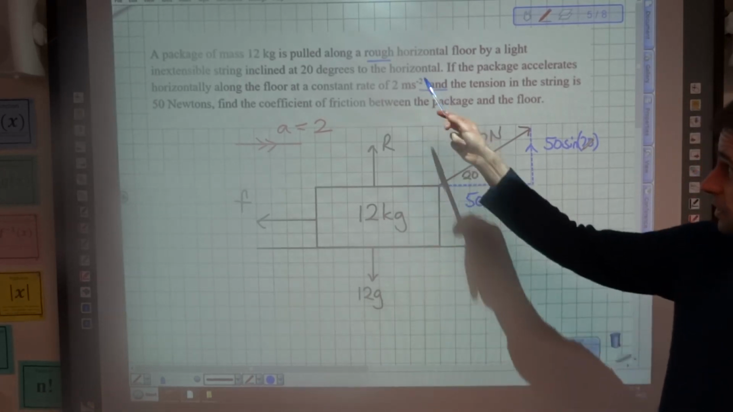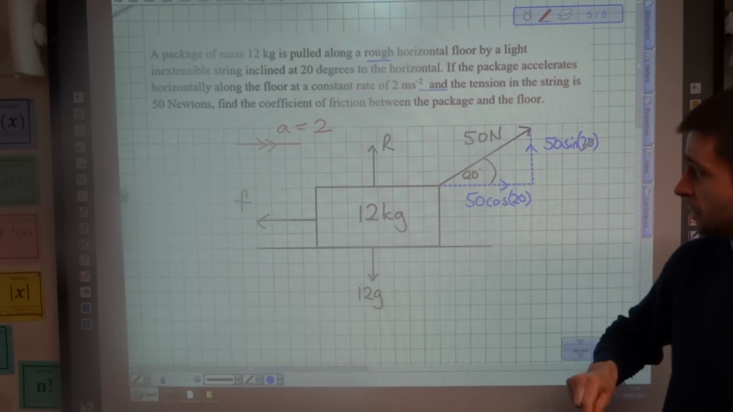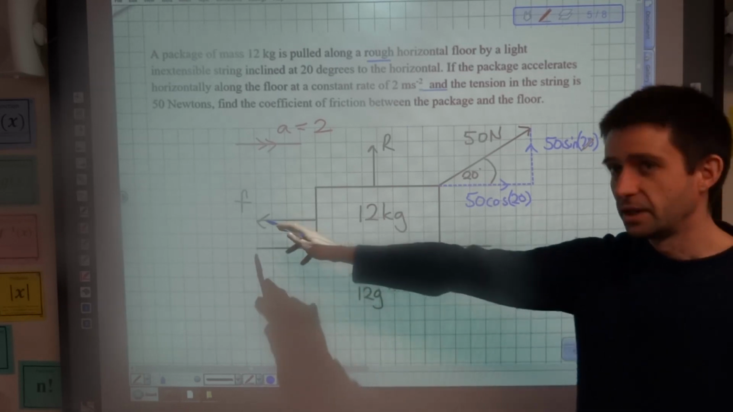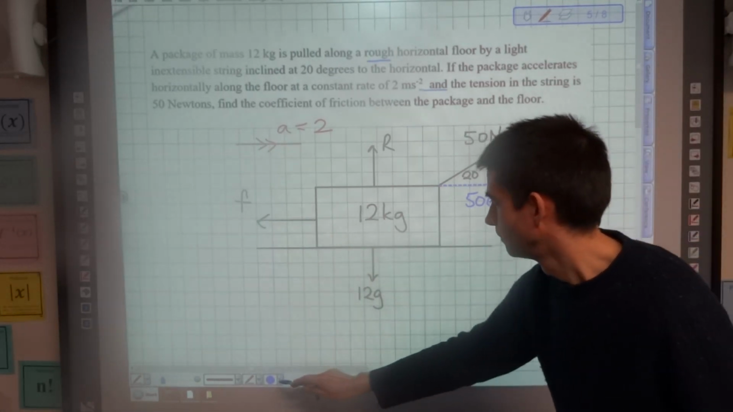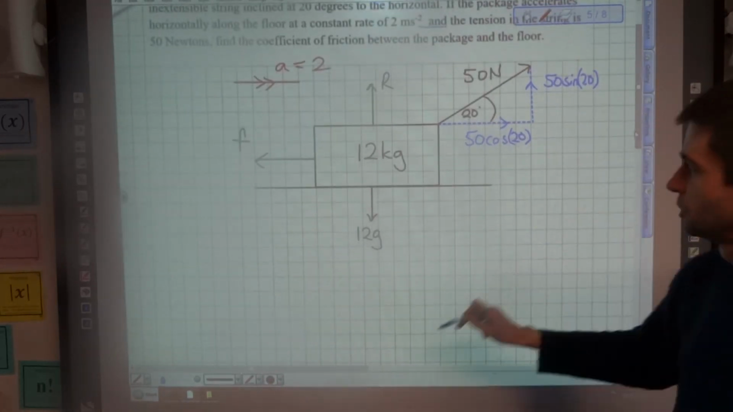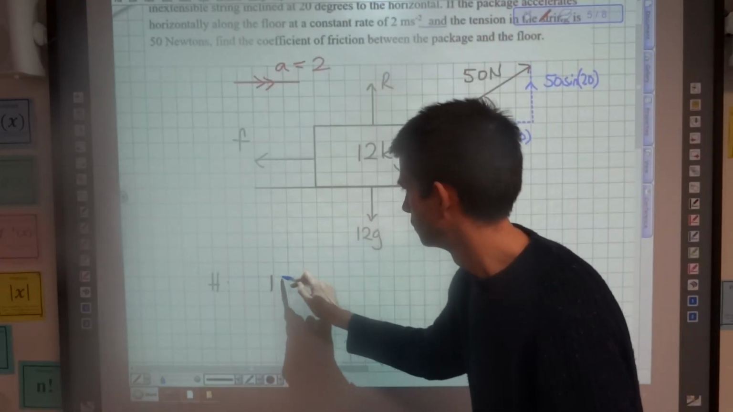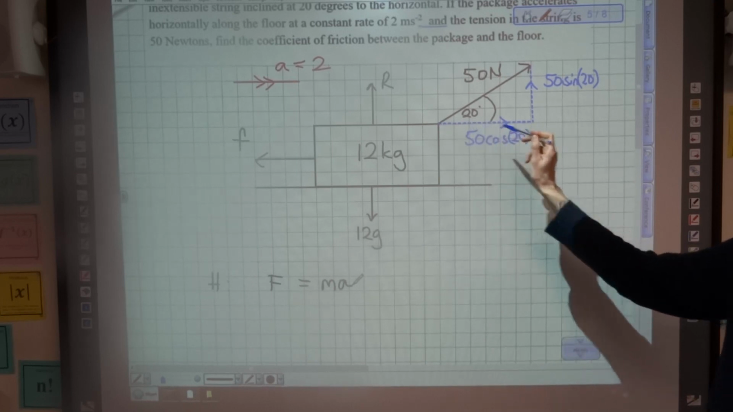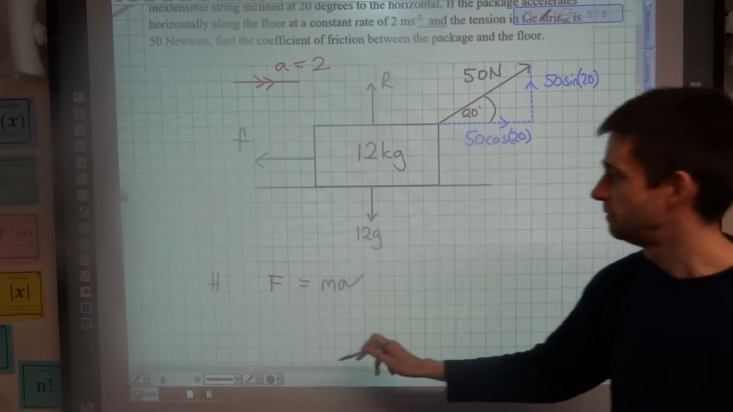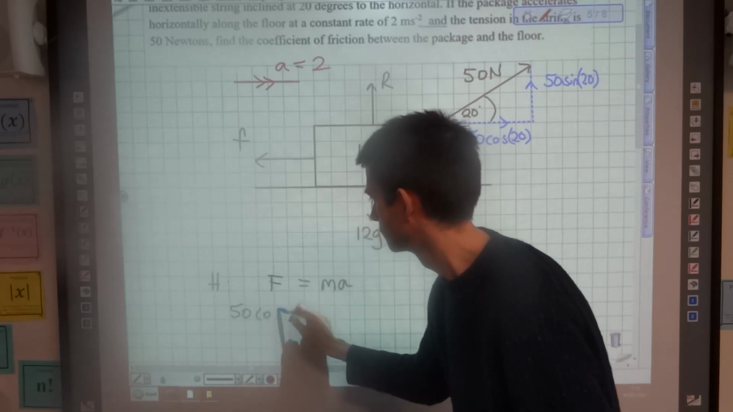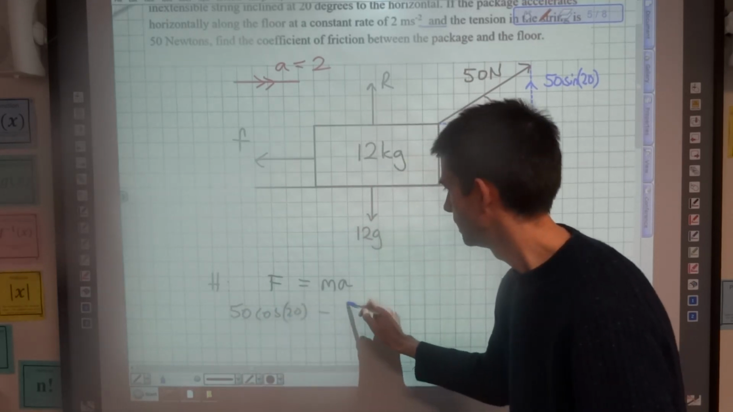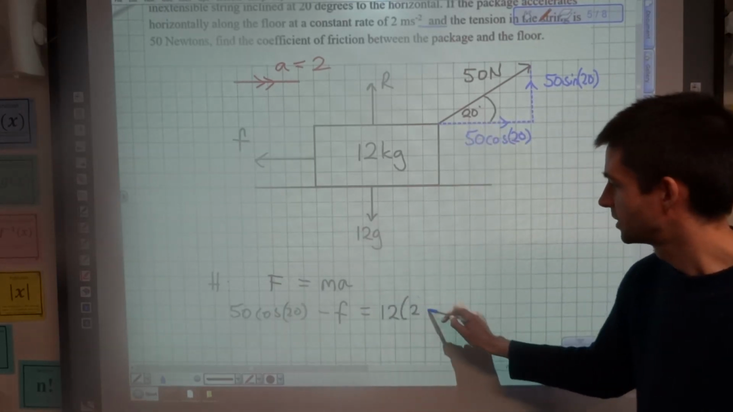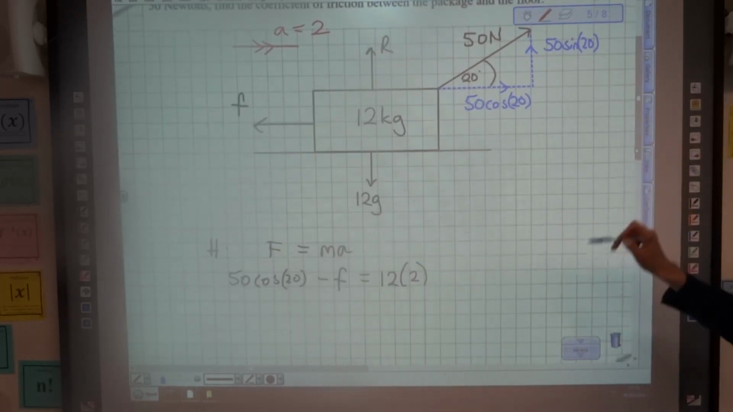Now, we've been given that the acceleration is 2 meters per second. So the first thing I'm going to do with this one is resolve horizontally using that acceleration to find the value of friction. So here we go. Resolving horizontally, using resultant force is equal to mass times acceleration. My horizontal force here in the direction of motion is 50 cos 20, minus my friction, which at the moment I don't know, is equal to the mass, which is 12, multiplied by the acceleration, which equals 2.